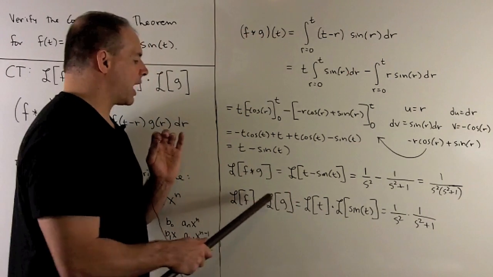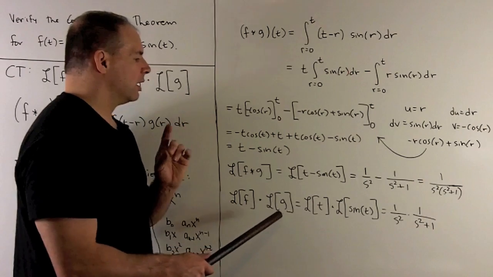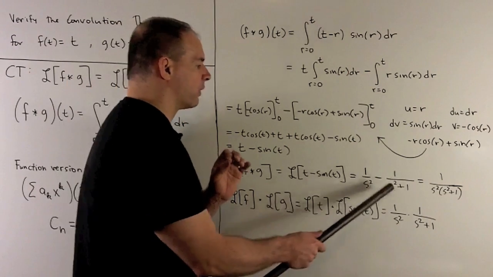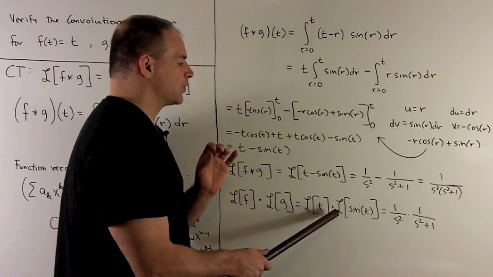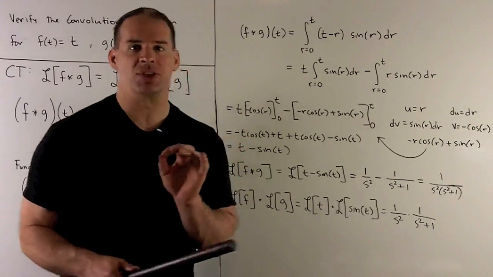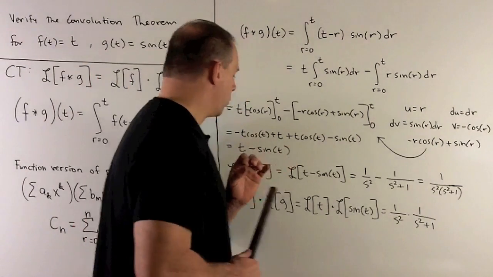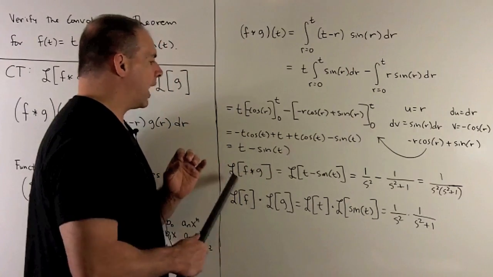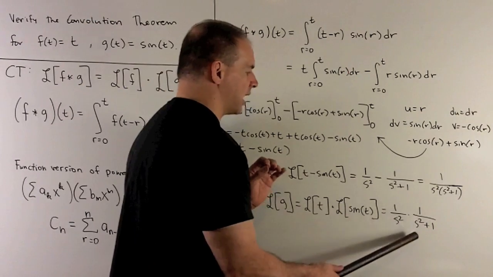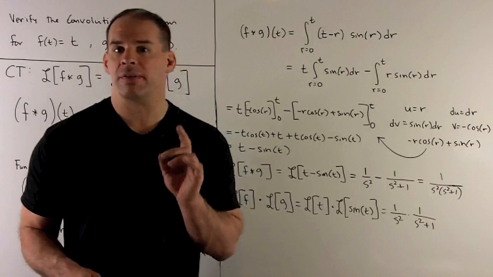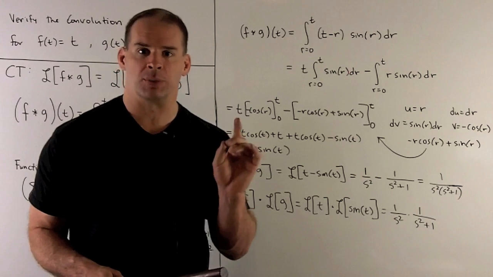If we do them separately and take the product, the Laplace transform of t is 1 over s squared, and the Laplace transform of sine of t, as we just saw, is 1 over s squared plus 1. So you'll note that when we work them out in each different way, the answers are the same. That verifies our convolution theorem in this special case.